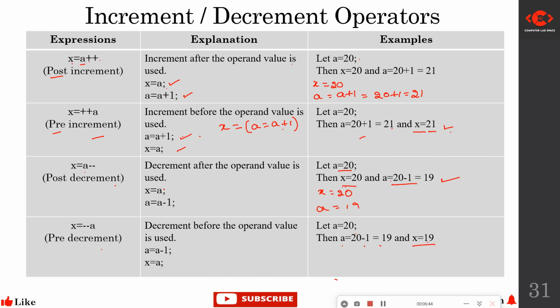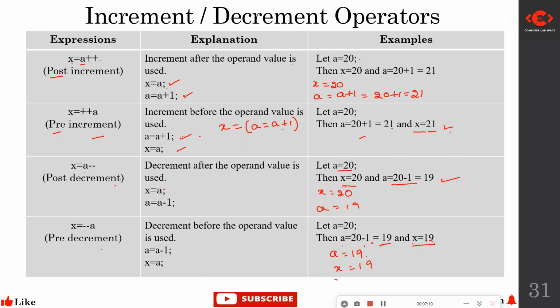Since after decrementing the value we need to use it for the operand, this value becomes x is equal to 19. So x is equal to a: before it was 20, and now after decrementing, the value of the variable a becomes 19, and that is going to be assigned to the operand x. So x is equal to 19. So here a is equal to 19 as well as x value is also 19. I hope the concept is clear.